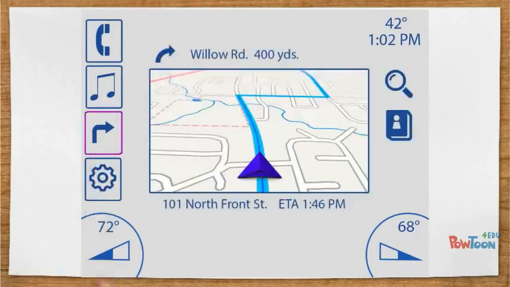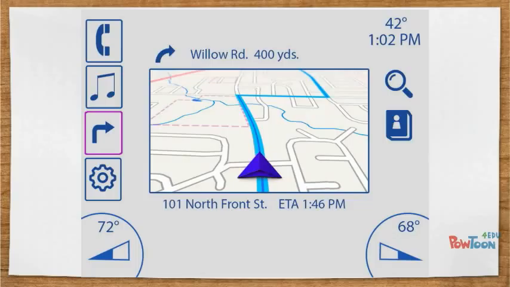The interface's navigation screen presents the user with a large navigation display. Above the display, the user is given a preview of the next turn they will need to make, along with how far it is from the vehicle. Below the display, the user is shown the destination address and estimated time of arrival. On this screen, the user also has the option of choosing a destination from the contact book or the ability to search by address.